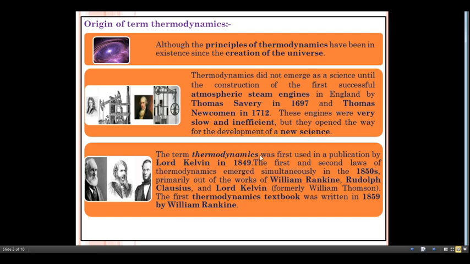The term thermodynamics was first used in a publication by Lord Kelvin in 1849. The first and second laws of thermodynamics emerged simultaneously in the 1850s, primarily out of the works of William Rankine, Rudolf Clausius, and Lord Kelvin. The first thermodynamics textbook was written in 1859 by William Rankine. So these are the pioneers in the field of thermodynamics.